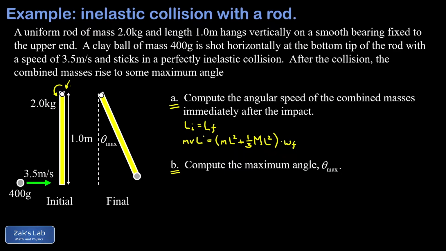So one of these L's is going to cancel out. I divide one of them out of the right-hand side. And we're going to solve for omega and then just try to clean things up algebraically before we put numbers in.